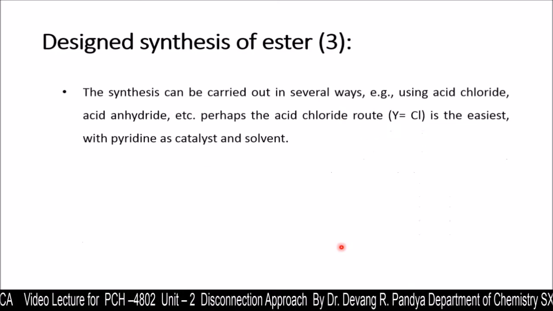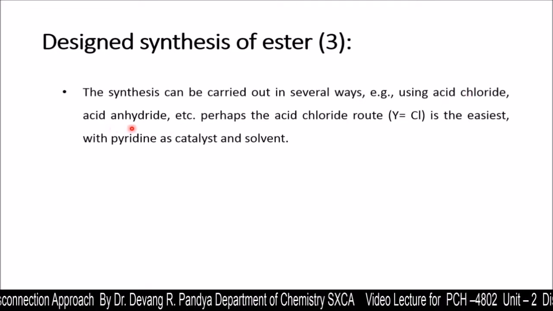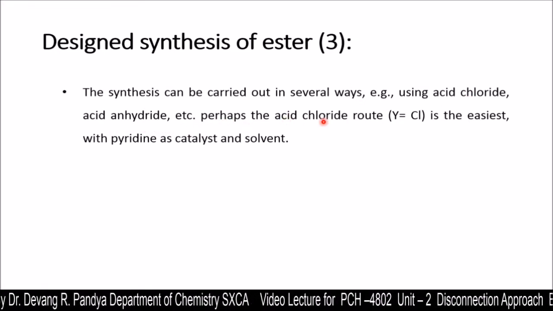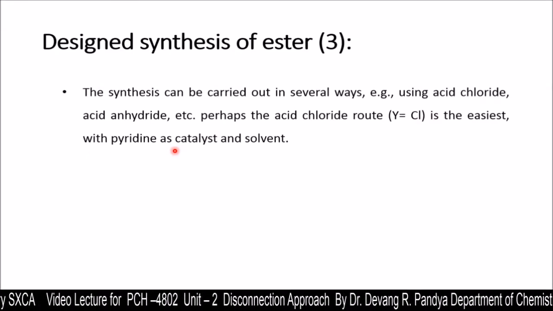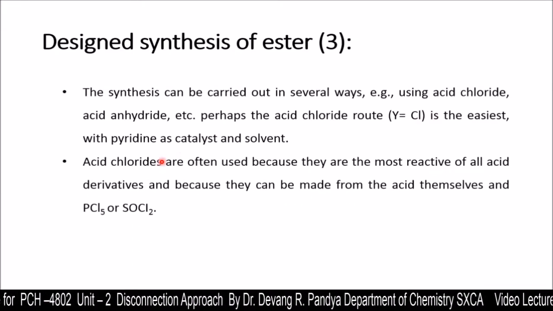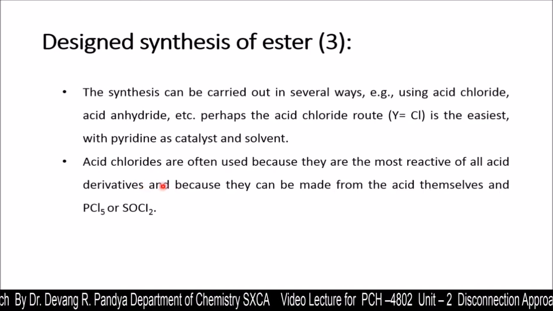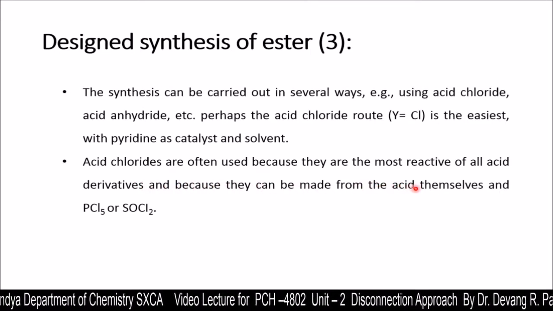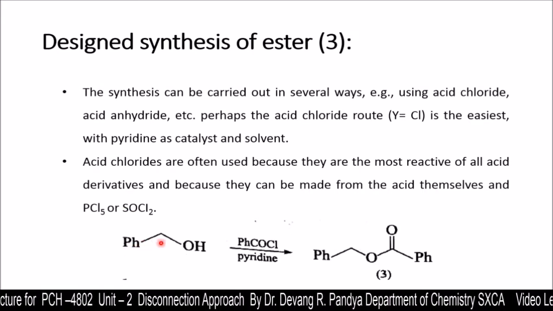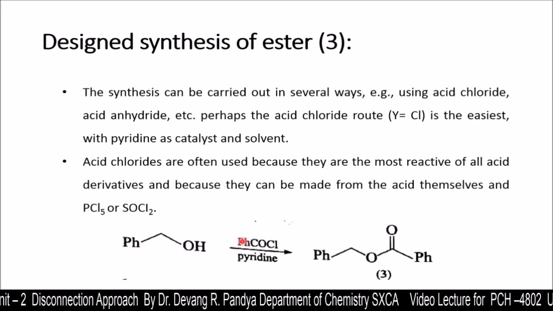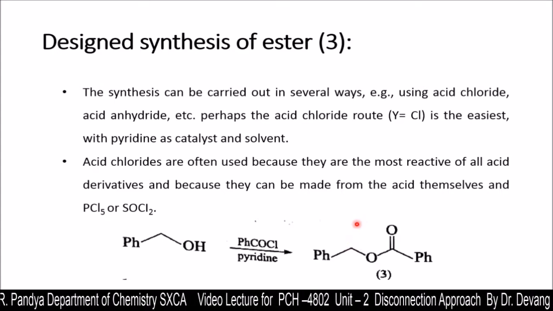Now, design synthesis of the ester. The synthesis can be carried out in several ways using acid chloride, acid anhydride, etc. Perhaps the acid chloride route is the easiest, with pyridine as catalyst and solvent. Acid chlorides are often used because they are the most reactive of all acid derivatives and because they can be made from the acids themselves with PCl5 or thionyl chloride. So here we have our alcohol treated with this acid chloride in the presence of pyridine. We are going to get our target molecule, that is ester structure 3.